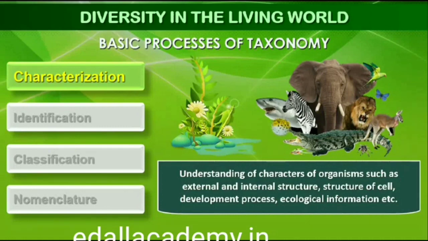Similarly, animals, mammals, dogs are all taxa, but you know that a dog is a mammal and mammals are animals. Therefore, animals, mammals and dogs represent taxa at different levels. Hence, based on characteristics, all living organisms can be classified into different taxa. This process of classification is taxonomy. External and internal structure, along with the structure of cell, development process and ecological information of organisms are essential and form the basis of modern taxonomic studies.